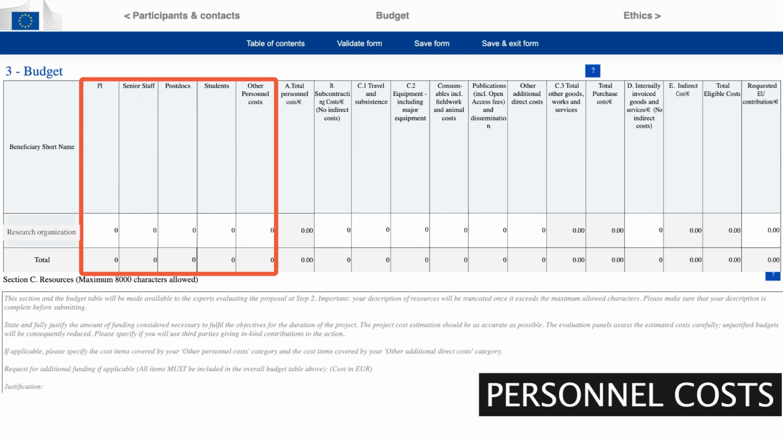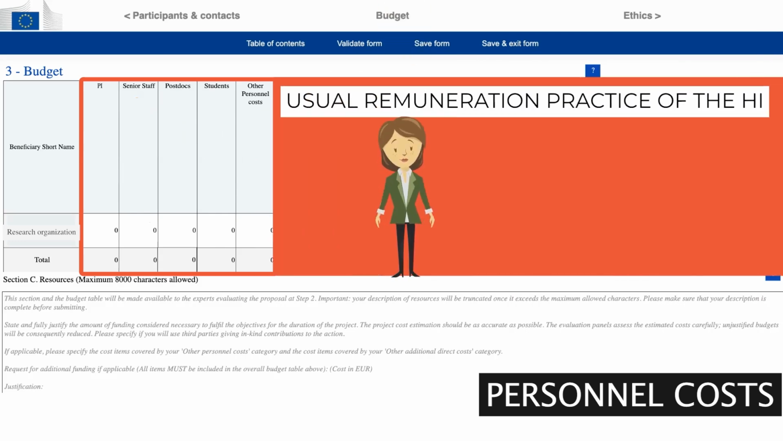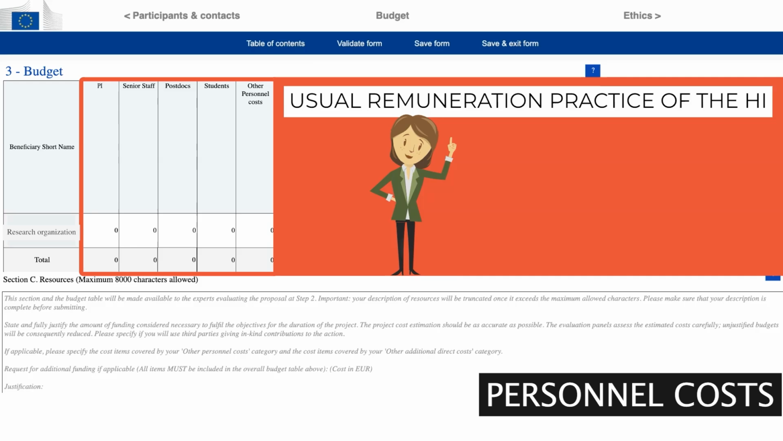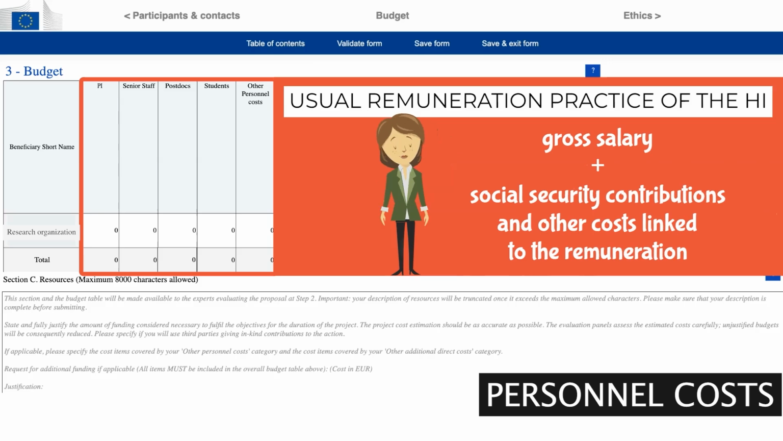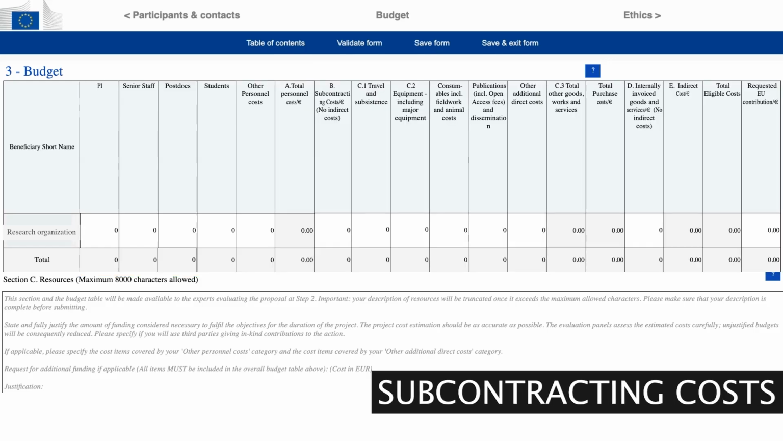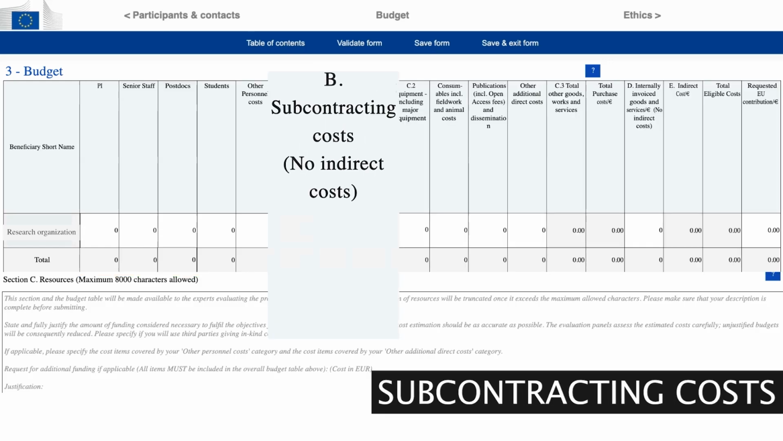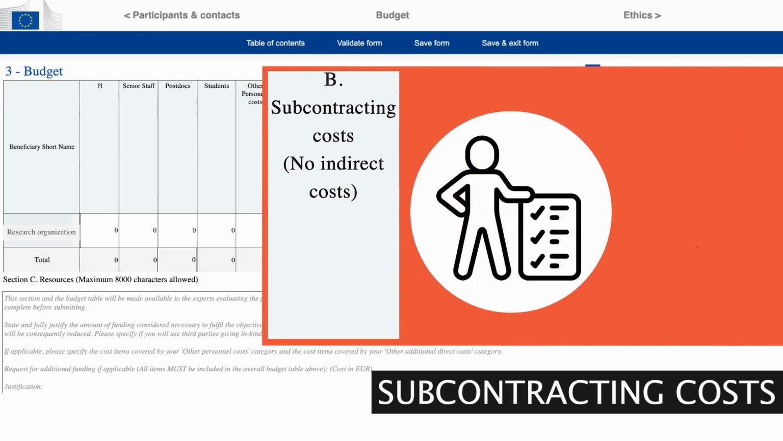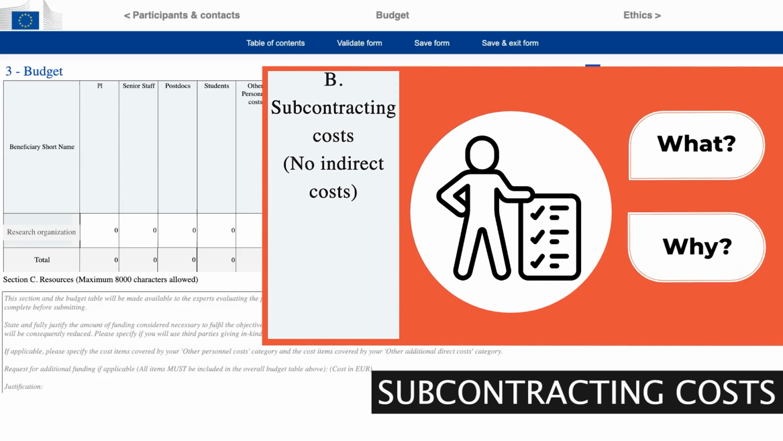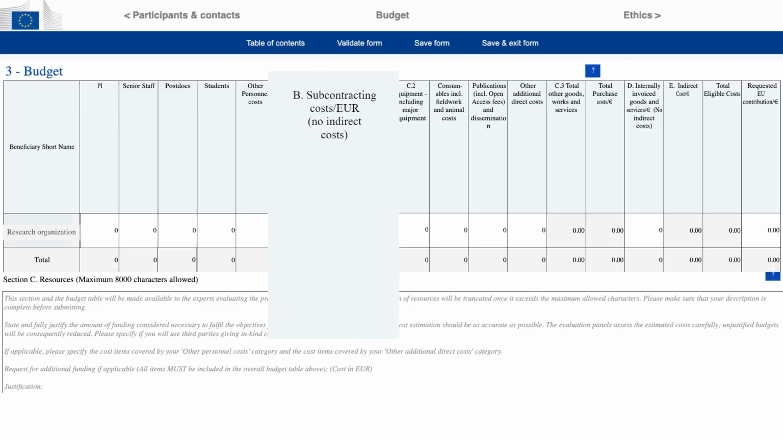The amounts budgeted for individual staff categories should reflect the usual remuneration practice of the host institution. Remember that next to the employee's gross salary, personnel costs also include Social Security contributions and other costs linked to the remuneration. Subcontracting costs include costs of subcontractors, which may deliver a limited part of project tasks on business conditions. You should explain in the project proposal what work needs to be subcontracted and why. It is not recommended to state a subcontractor's name during the proposal phase.